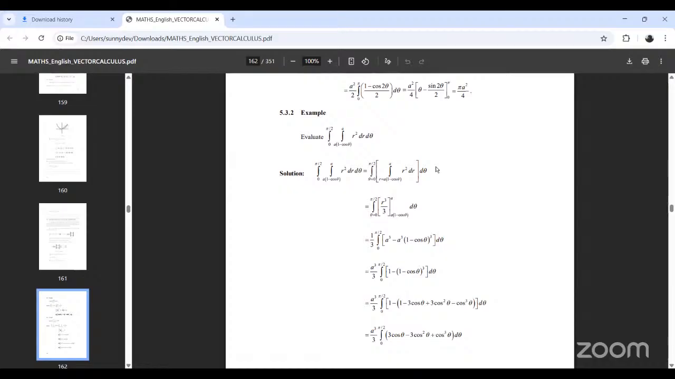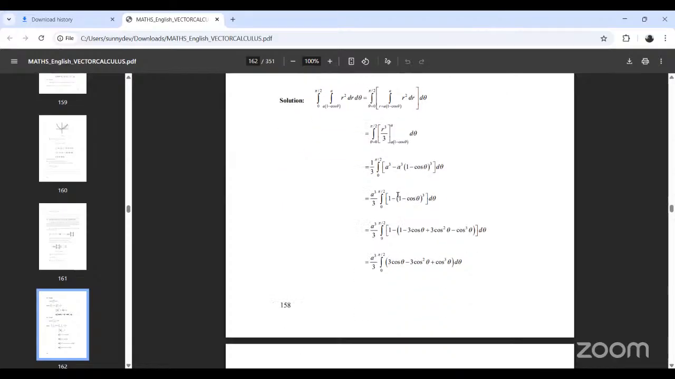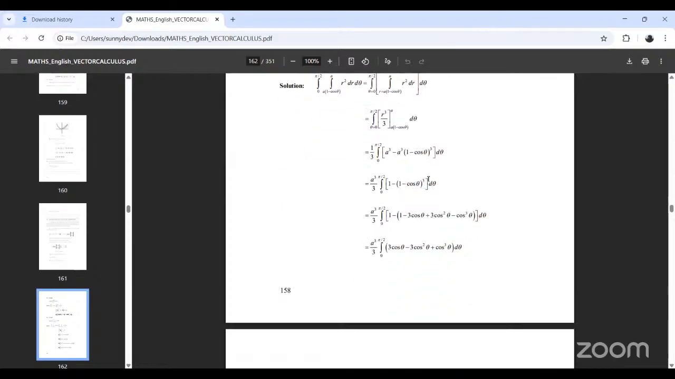So here also, first we have to do r square dr, that becomes r cube by 3. So r cube by 3, that is a, and a into 1 minus cos theta, and a cube by 3 minus a cube into 1 minus cos theta whole cube. So let's take a cube common, we have to take it outside. So next, 1 minus cos theta whole cube.